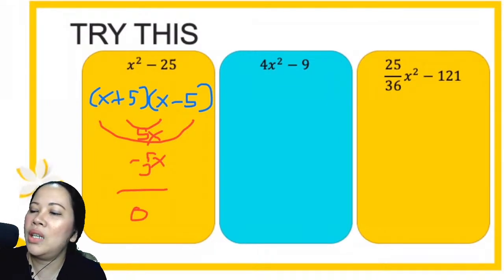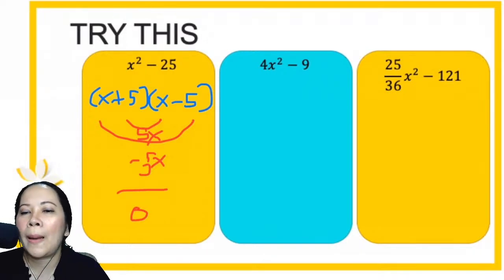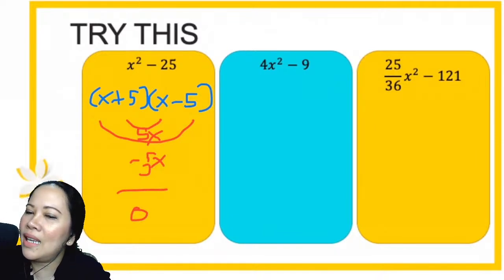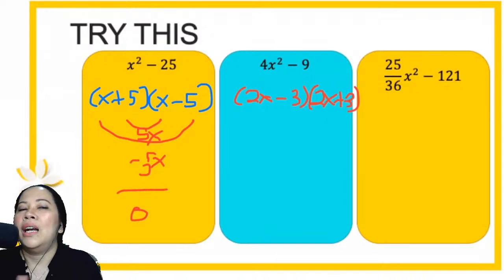How about the second one? Let's do this. So it's actually very simple. This is, I think, the fastest factoring, the difference of two terms only. Difference of two squares. Yes, that is right. You got it right. 2x minus 3 times 2x plus 3. Yeah, that's correct.